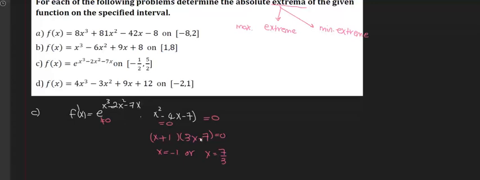So what we are going to do, we will just test the heights. The height at -1, the height at 7/3, these are the critical points, right? Without knowing whether it's a local maximum or local minimum, we don't need this. And we will take the boundaries as well. The boundaries of the interval are -1/2 and 5/2.